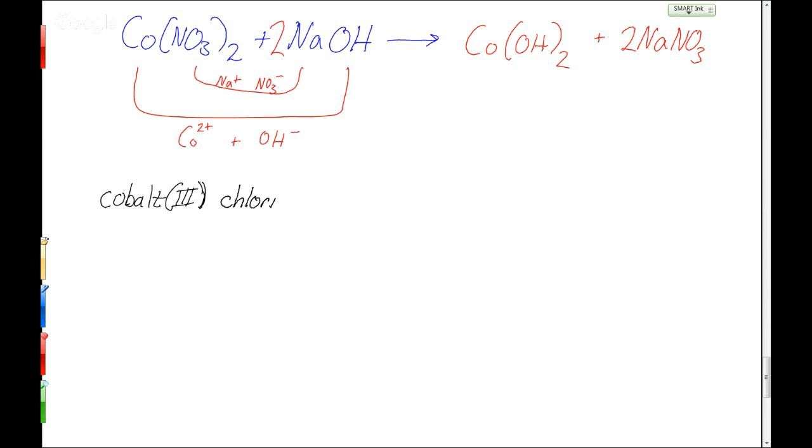So that's the products. Is that equation balanced? Not yet. So let's balance it. We can balance the nitrates first, and then sodiums with hydroxides. I think that's it.